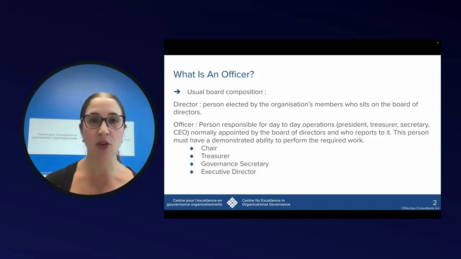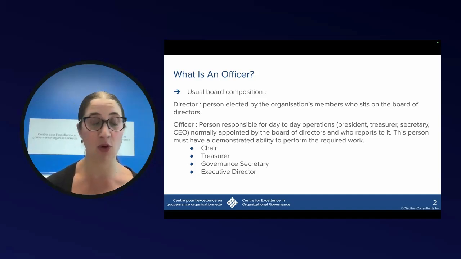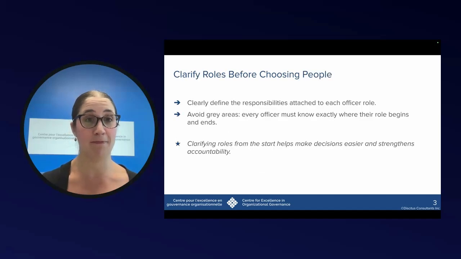That's the purview of the board to hire, fire, and compensate this person based on organizational needs, organizational performance, and strategic objectives. We will be talking today about naming the officers, choosing the right officers for your board, namely the chair, the treasurer, the governance secretary, and any other vice chairs that you might have on your board, depending on your functioning and your structure.